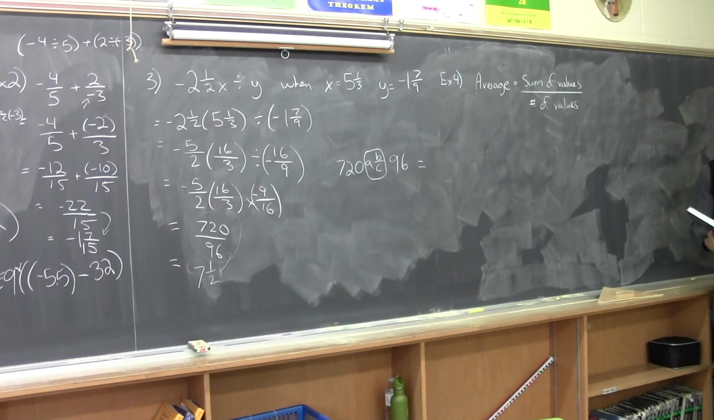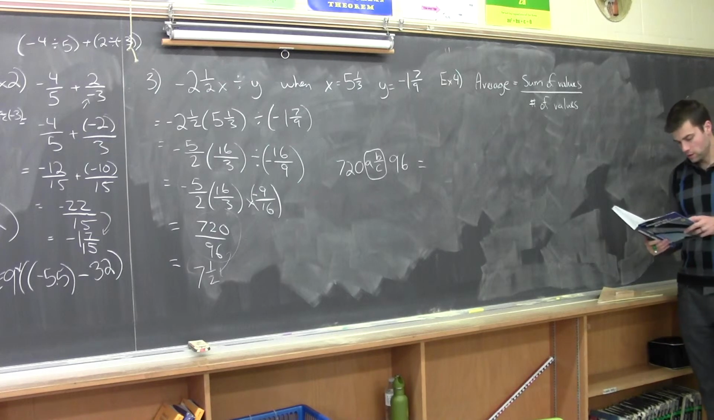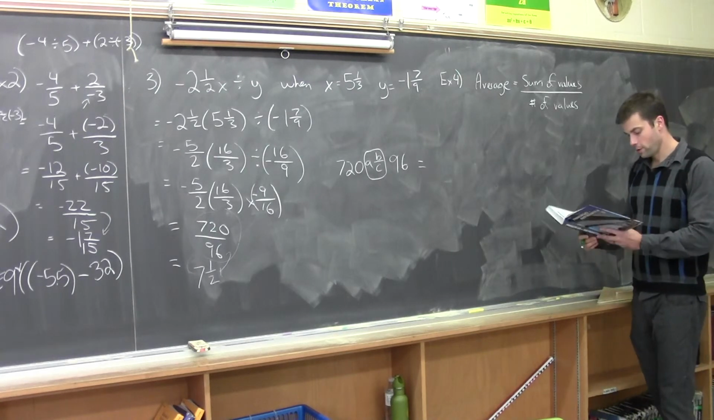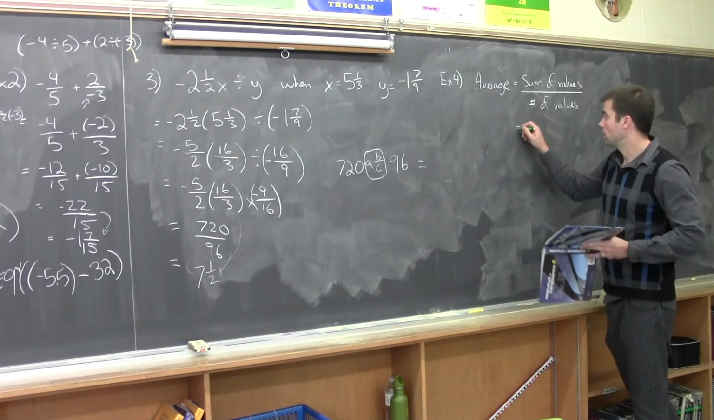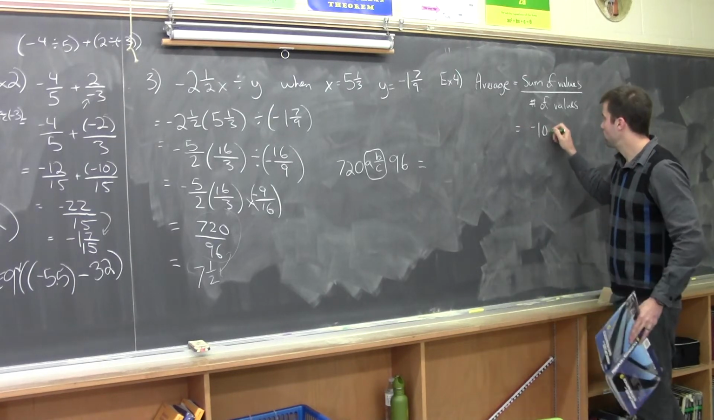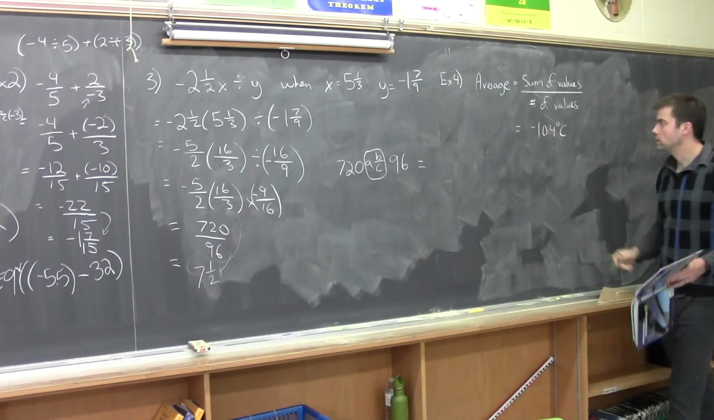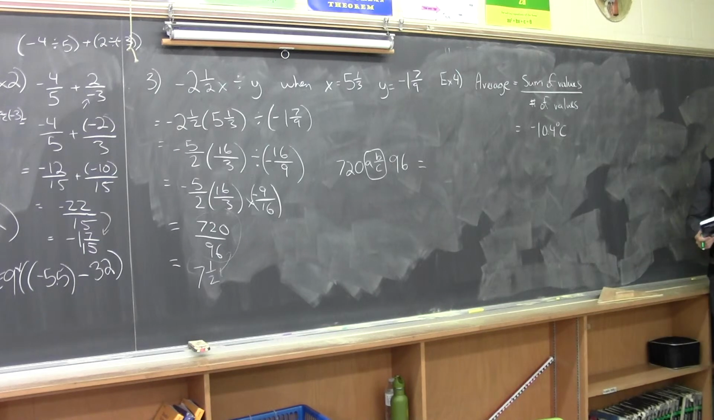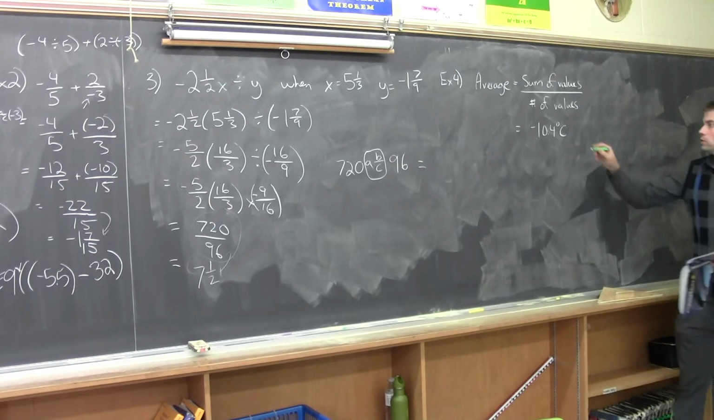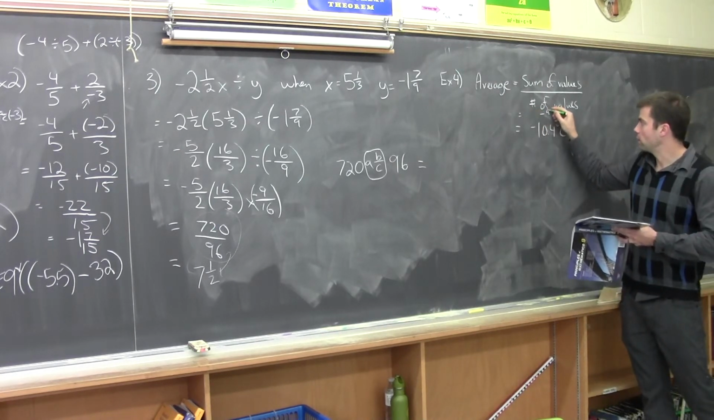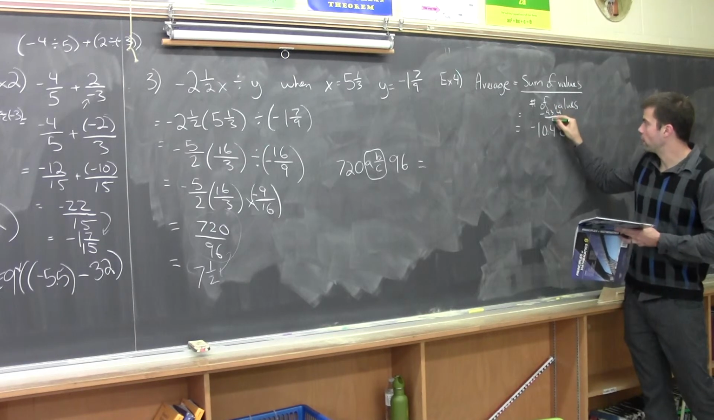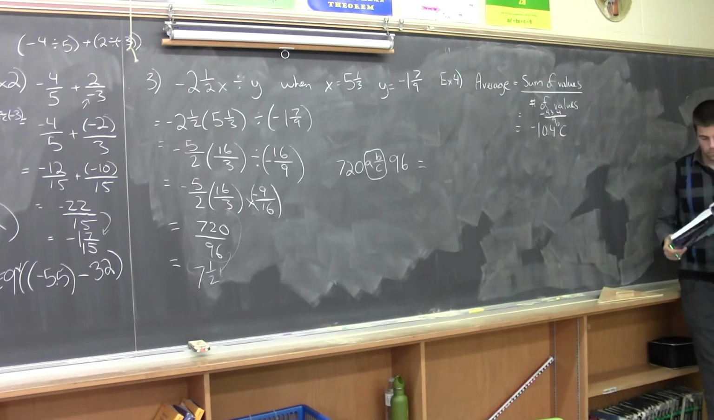In this particular case, we would do it again, just right on your calculator. We get the average is negative 10.4 degrees Celsius. I think it worked out to negative 93.4 over 9. All right, any questions with that one?